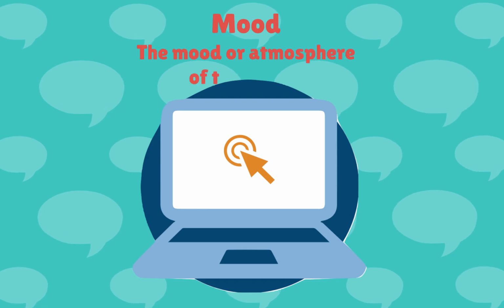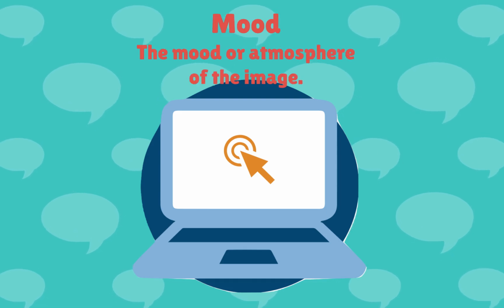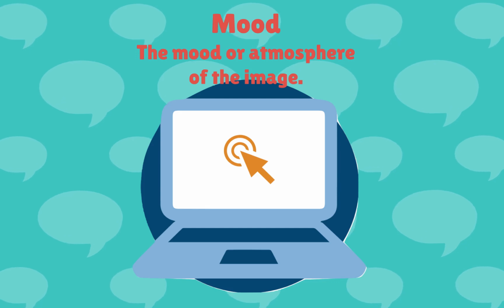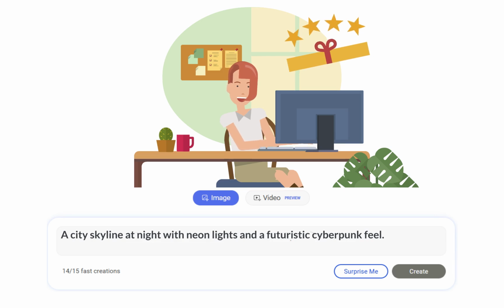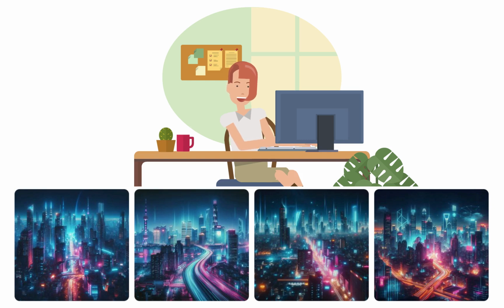Mood: the mood or atmosphere of the image. Do you want a calm and peaceful landscape, or a vibrant, bustling city scene? For example, a basic prompt might look like this: a city skyline at night with neon lights and a futuristic cyberpunk feel.